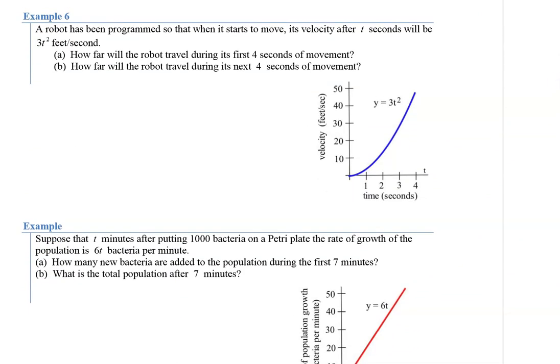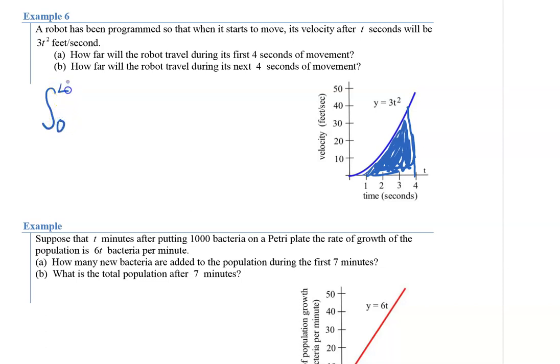A robot has been programmed so that when it starts to move, its velocity after t seconds will be 3t squared feet per second. Part A, how far will the robot travel during its first 4 seconds of movement? Again, reverting back to previous sections, we had time and velocity. And so at the first 4 seconds, this was the area underneath this curve was the distance that we were traveling. So part A, let's set it up.